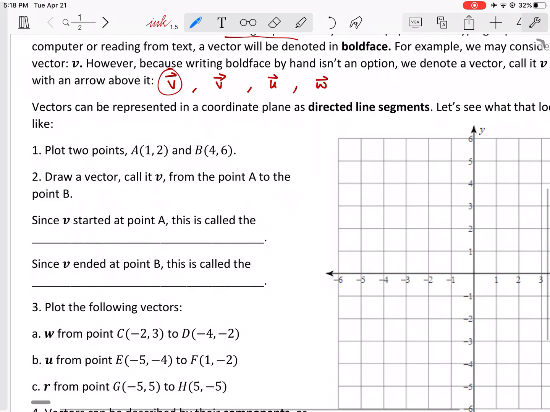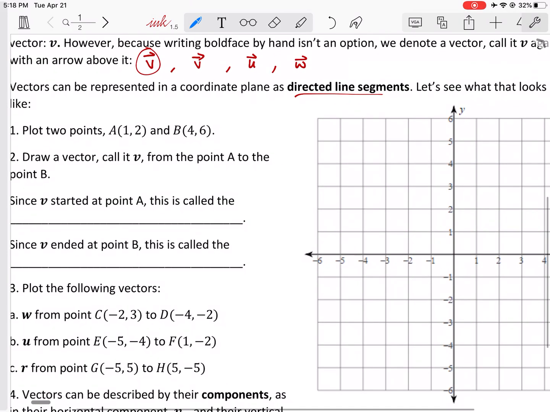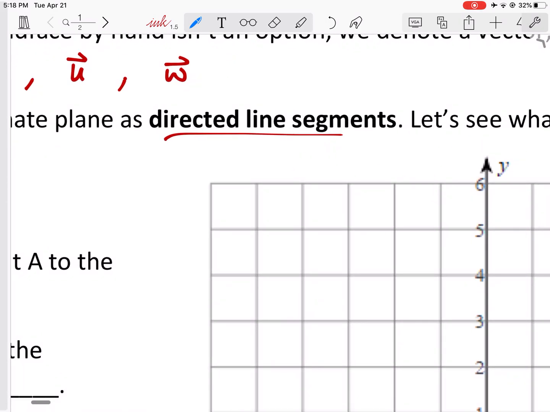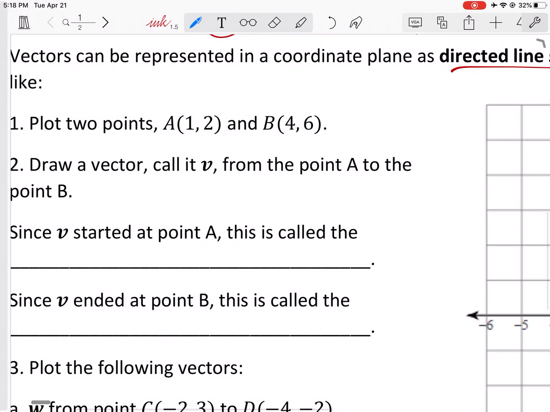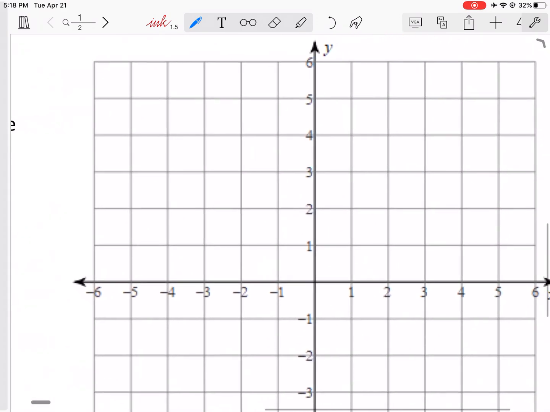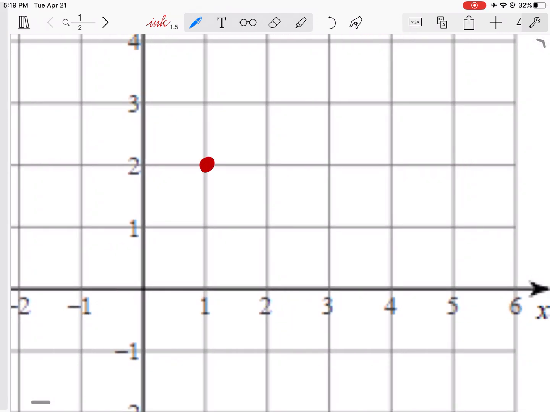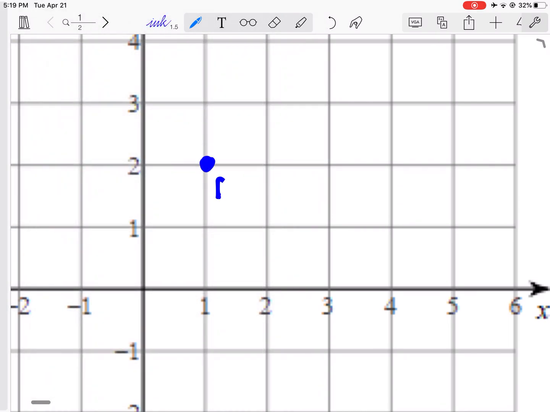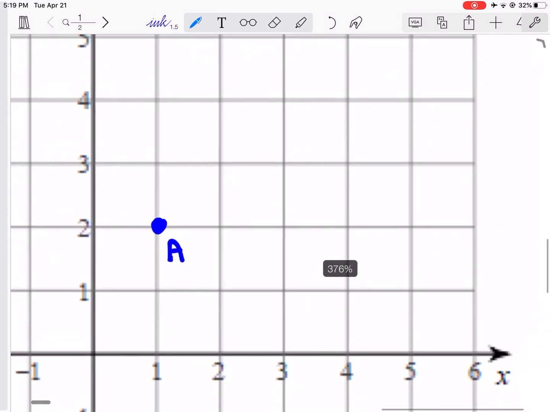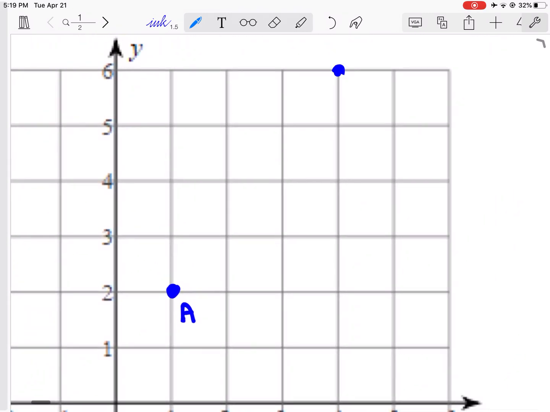Alright, so vectors, when represented in a coordinate plane, we kind of saw this idea with complex numbers. And I used the word vector, but we didn't really talk much about it. Vectors can be represented in a coordinate plane as directed line segments. So let's see what that looks like. So we'll plot 2 points, A and B. A is at (1, 2), and B is at (4, 6). So this is our point A. Do this in blue. It's at (1, 2). And our point B was at (4, 6).